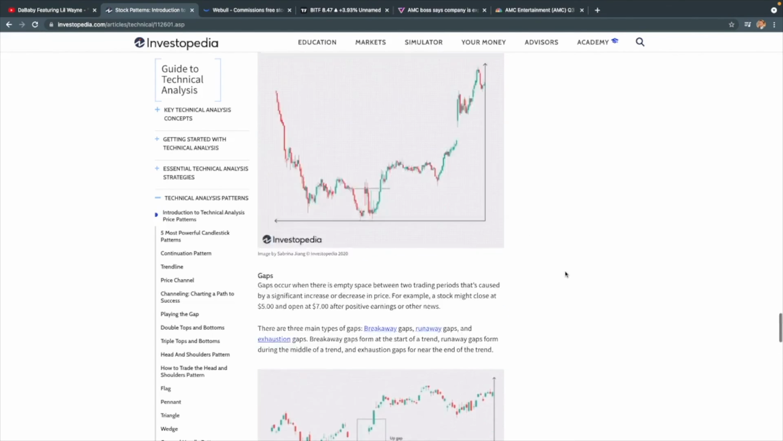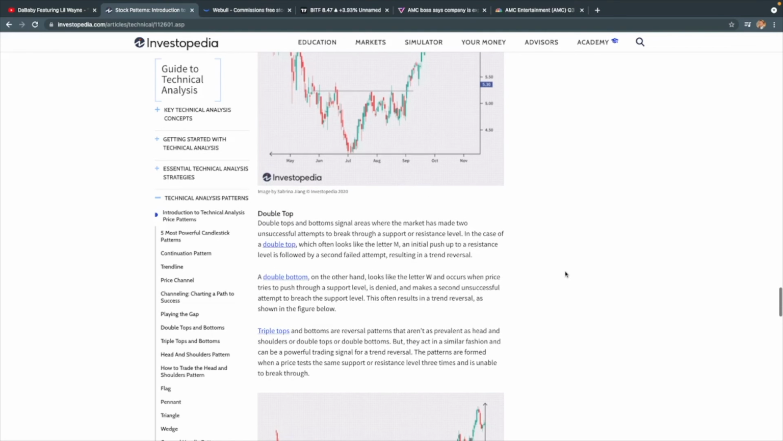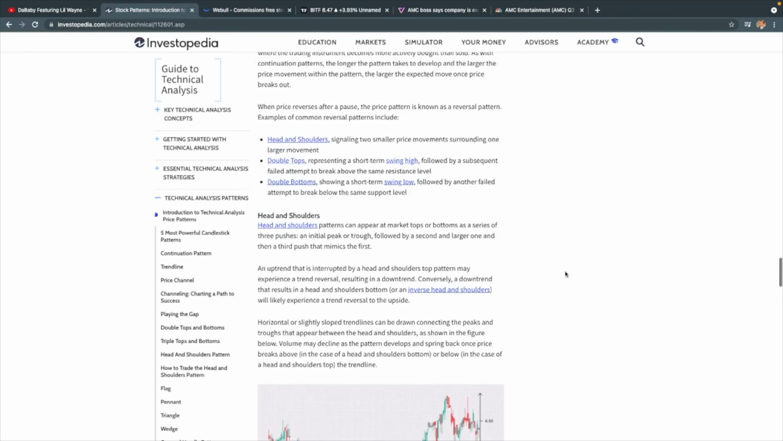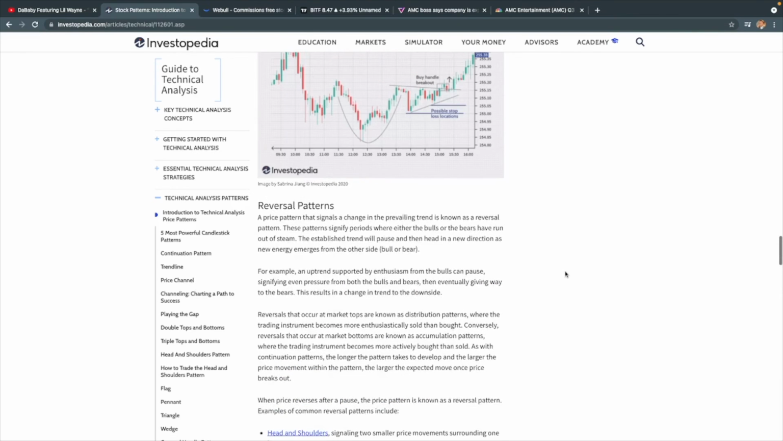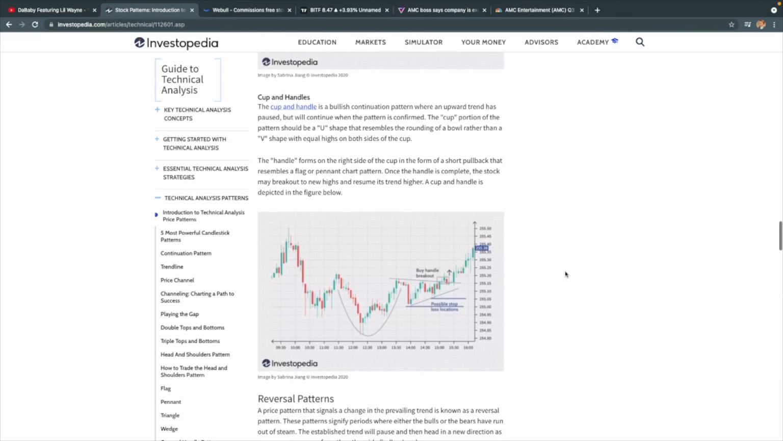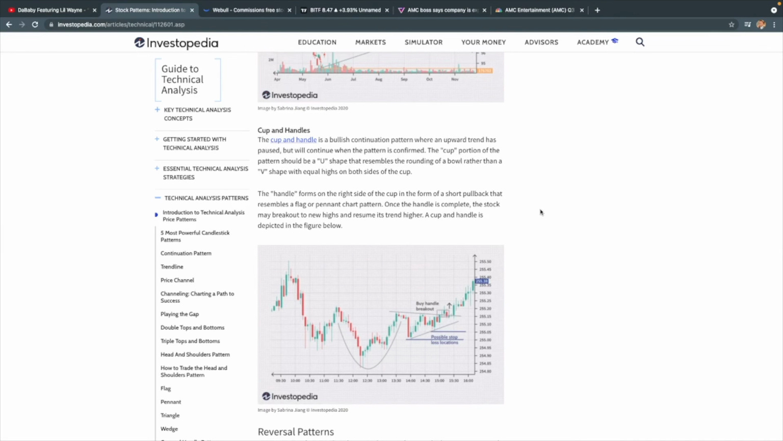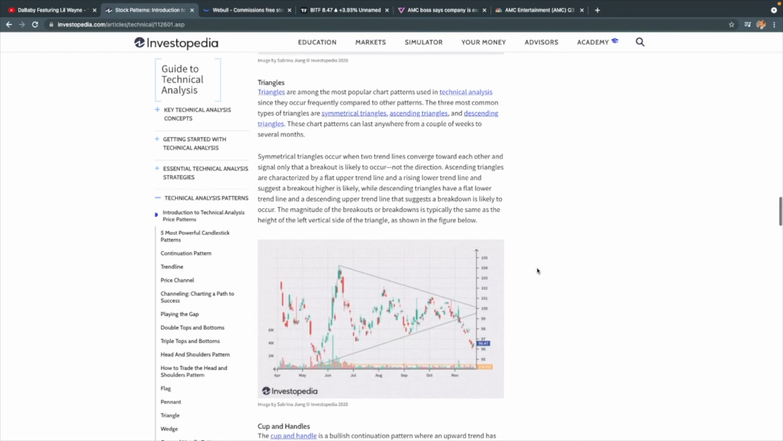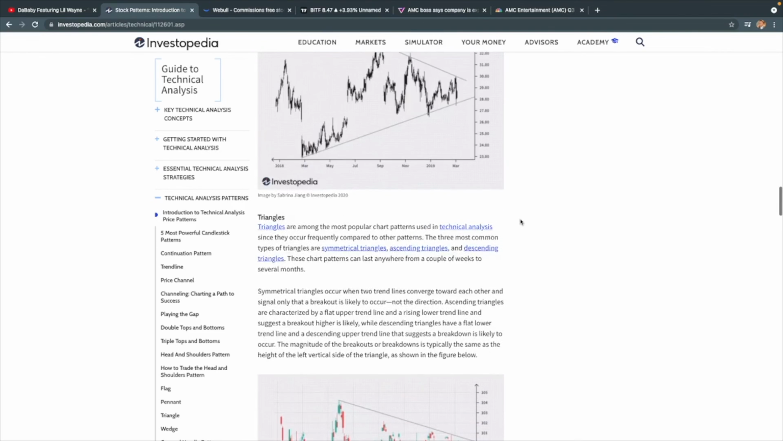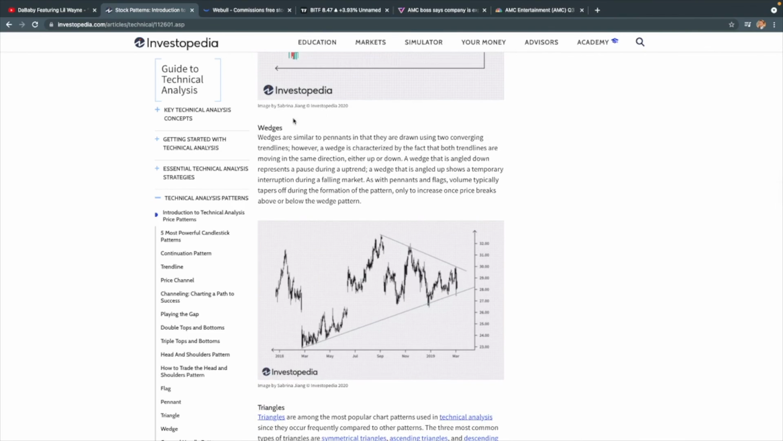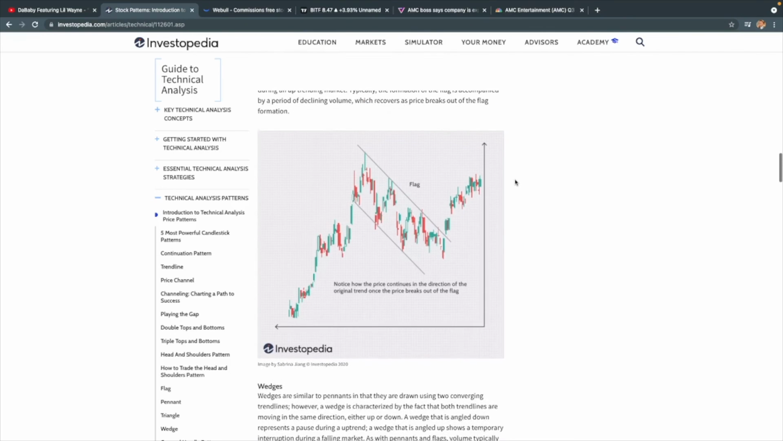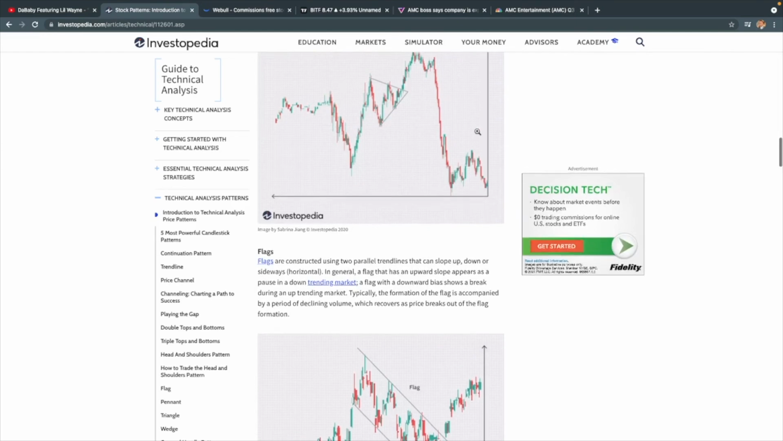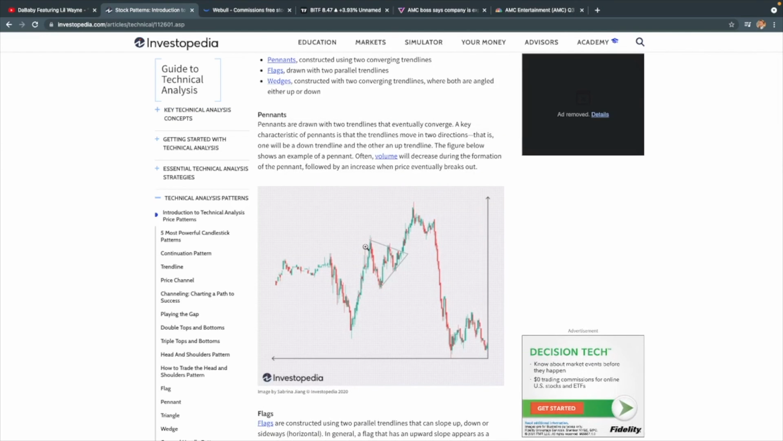Again, we went over gaps. We went over double tops, double bottoms, triple tops, head and shoulders, reversal patterns. That's what those are. This is a bullish pattern, the cup and handles. The triangles and the wedges, okay? One of my favorites, the bull flag and the pennant.